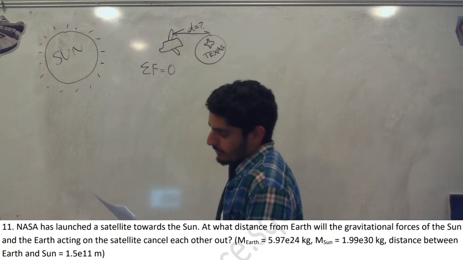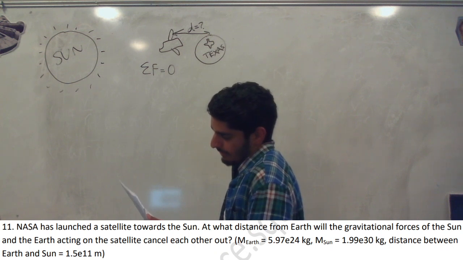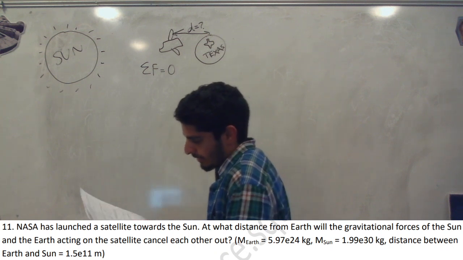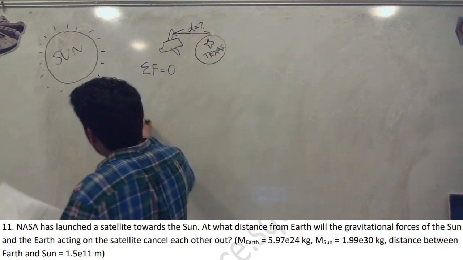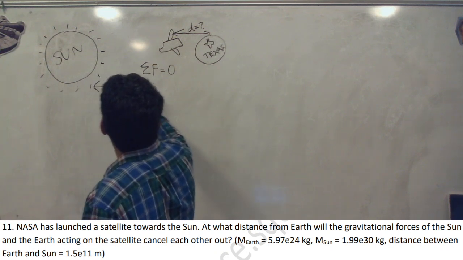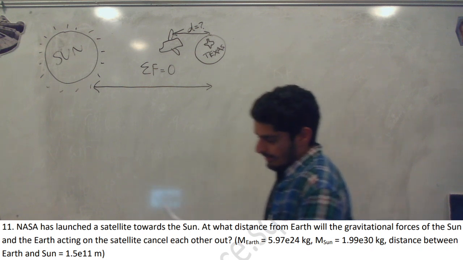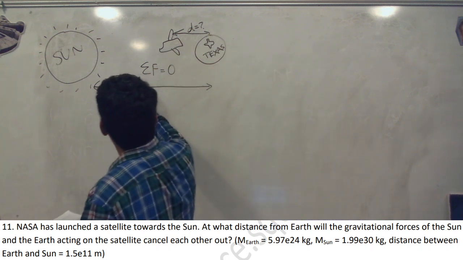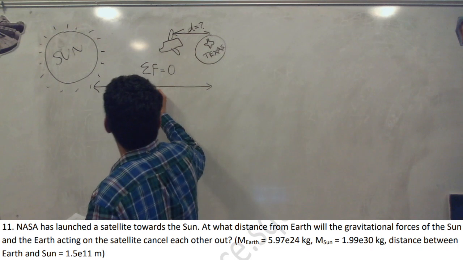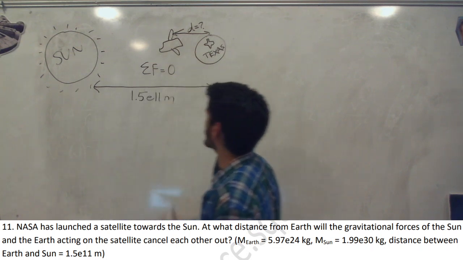So what they do tell us is the mass of the Earth and the mass of the sun, which are two giant numbers, by the way, and they also tell us the distance here. They tell us the distance between the sun and the Earth. They tell us that entire distance is 1.5 times 10 to the 11th meters. So a giant number, 1.5 times 10 to the 11 meters.